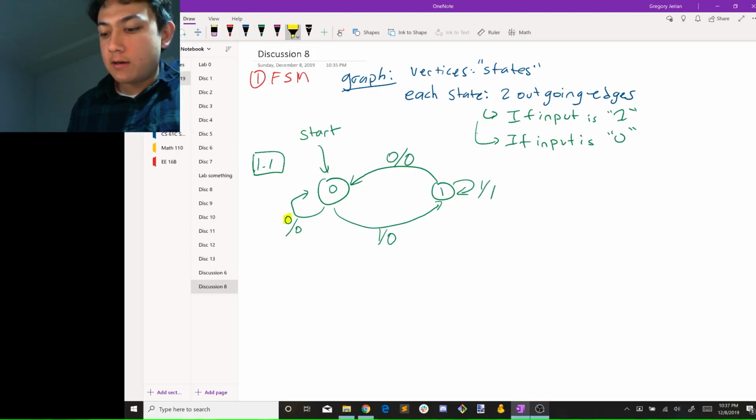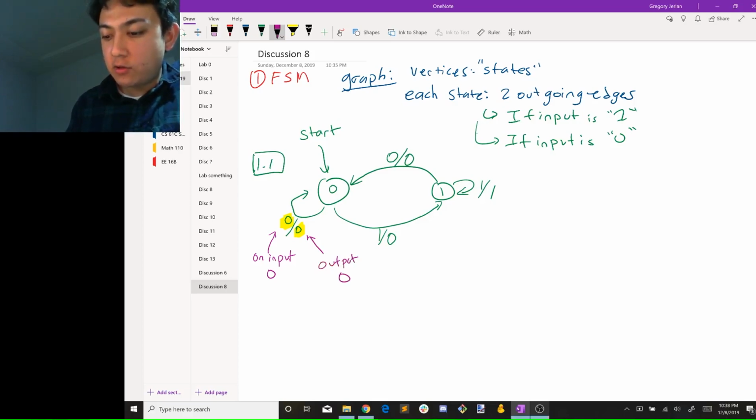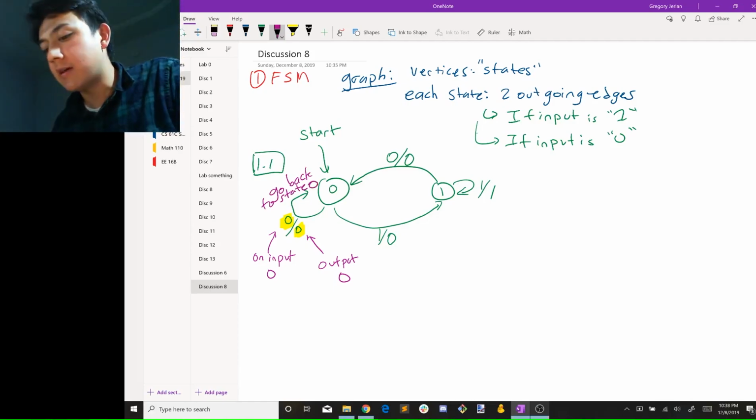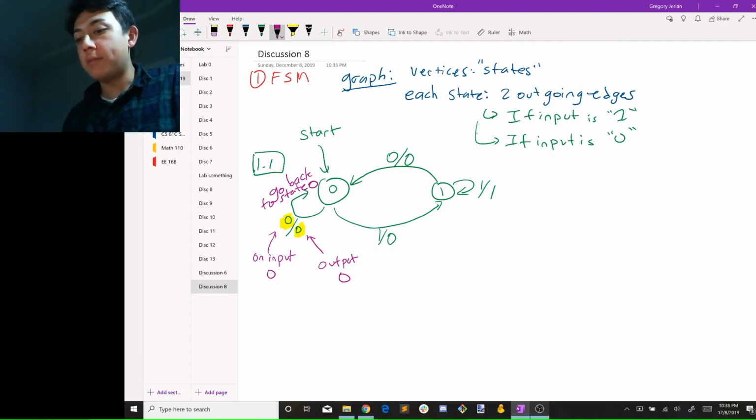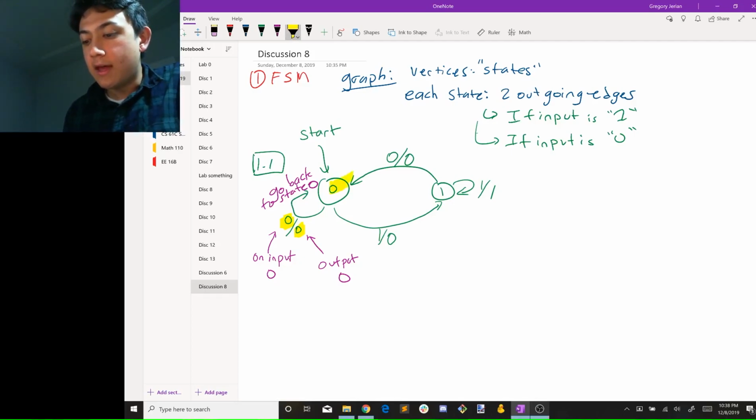And the idea here is that, let's look at this edge, for example. This edge, there's a 0/0, and that means on input 0, output 0, and go back to state 0. So as you can see on each edge, three things happen, right? First, some input happens which prompts the graph to traverse that edge, and then the graph outputs something and goes to a new state. So in this case, if you start off at vertex 0 and you see the input 0, you're going to go back to vertex 0 on that edge and output 0.